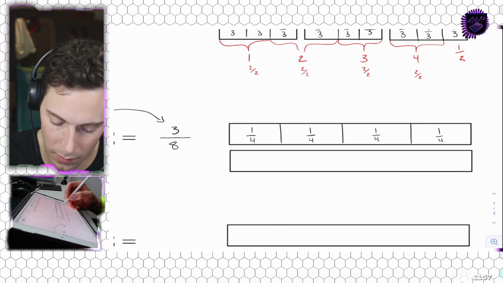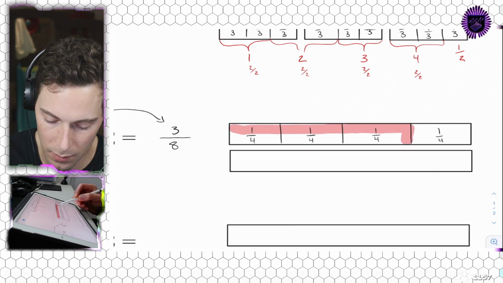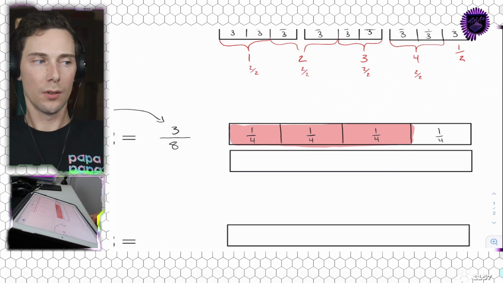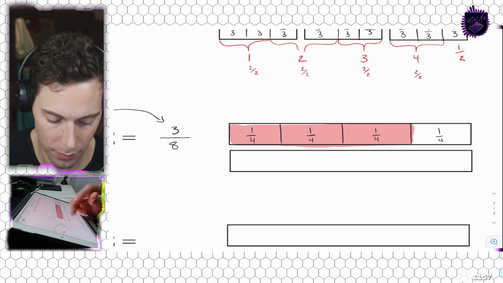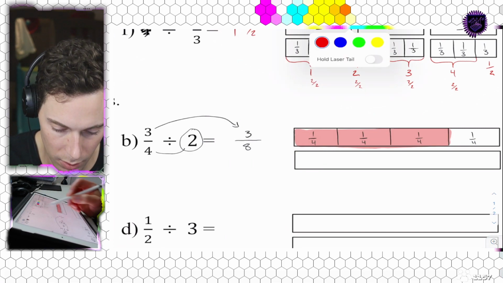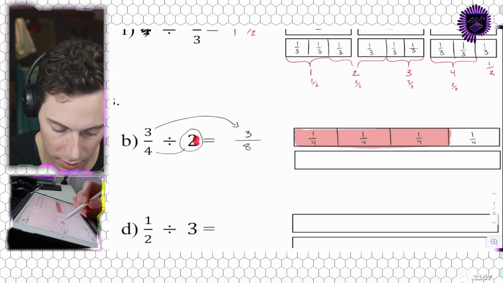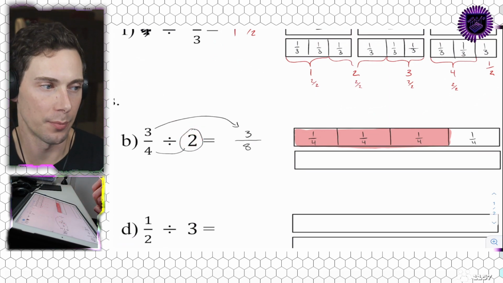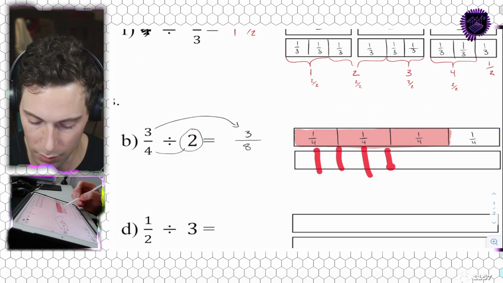And we have 3 of these quarters. We want to break these quarters up into 2. So each quarter is going to be two things. Oh, I can have a tail. Oh, neat. Each quarter is going to be broken up into two things, right? So we're going to break each one of these up.